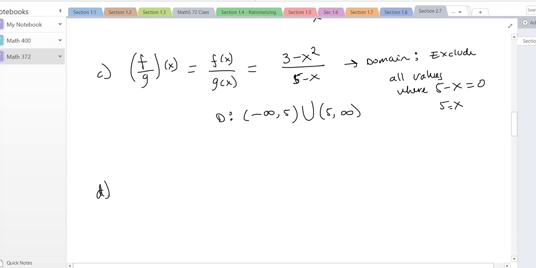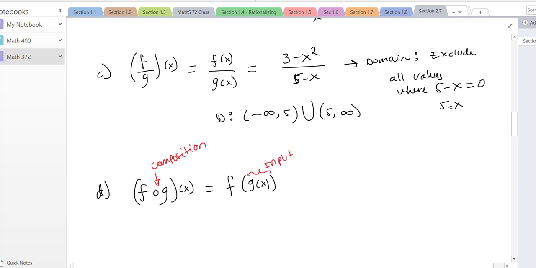So let's try now the composition of functions. So let's say f of g of x. So this is the composition of functions, and the circle is the composition notation. And so what this means is that we're going to do f of g of x. So the g of x becomes the input of f. And so what this is going to look like then is, remember, f of x is 3 minus x squared, and g of x is 5 minus x.